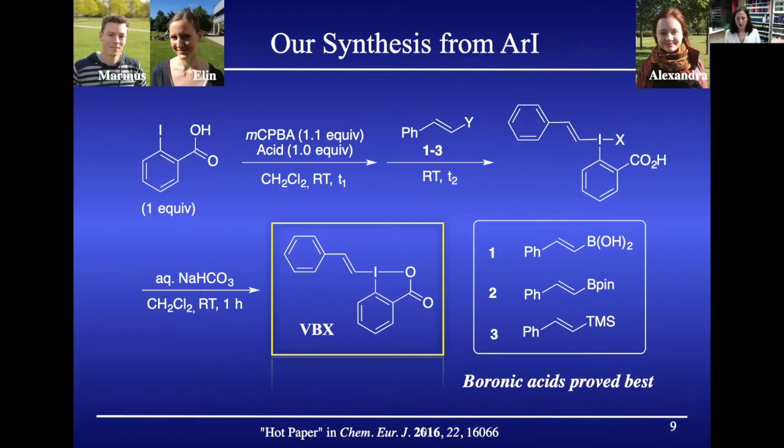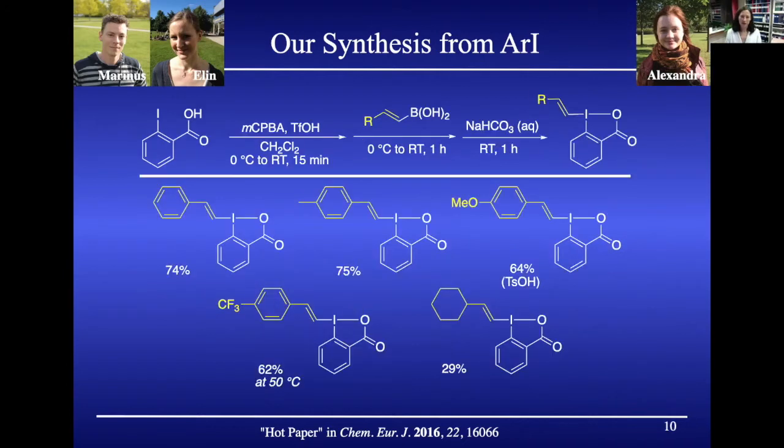We published this only in 2016 because we were struggling quite a lot with this synthesis, especially to get it reproducible. So in the end, we found a small scope where we could make VBX reagents with various aryl substituents on, both electron-rich and electron-withdrawing. However, coming to alkyl substituted VBX reagents, the yields dropped considerably. So that was a clear limitation to the method.